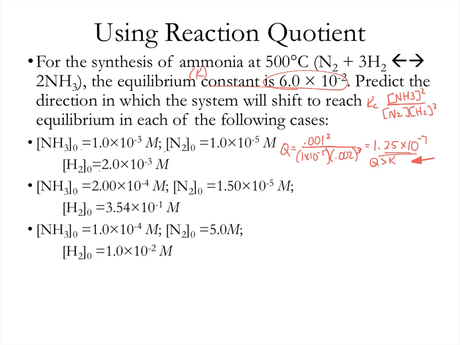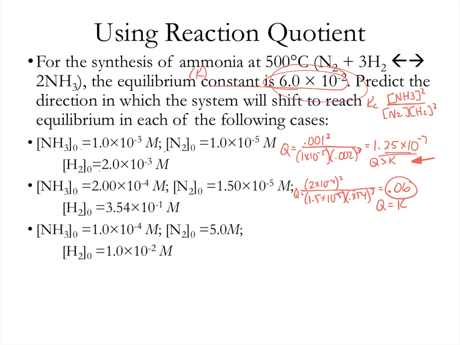For the second example, we have 2 times 10 to the negative fourth for our ammonia squared, divided by our nitrogen, which is 1.5 times 10 to the negative fifth, times our hydrogen, 0.354, and that would be cubed. When I solve that one, I got 0.06. So in this case, 0.06 is equal to our equilibrium constant. So with these concentrations present, our system is at equilibrium. The concentrations will remain constant. There is no favorability for the forward reaction or reverse reaction. They're going to proceed at the same rate.